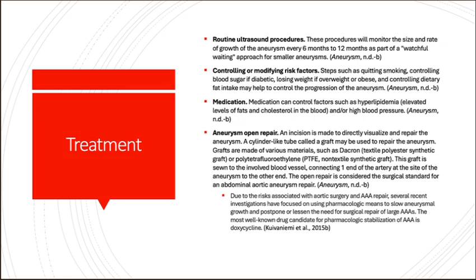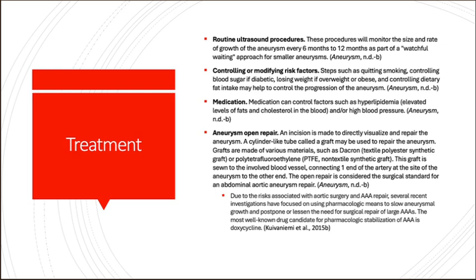There's also controlling and modifying risk factors. So, we're going to want these patients to stop smoking, control their blood sugars if they're diabetic, or lose weight if they're overweight or obese, and controlling dietary fat intake. So, we want to make sure that they're not progressing that arteriosclerosis and they're managing their weight so we're not causing excess stress on their vascular systems. There's also medication therapy, such as treating the hyperlipidemia, which is that high cholesterol or that high blood pressure. Again, wanting to avoid putting additional stress on that patient's vascular system. So, treating those conditions can help with that as well.